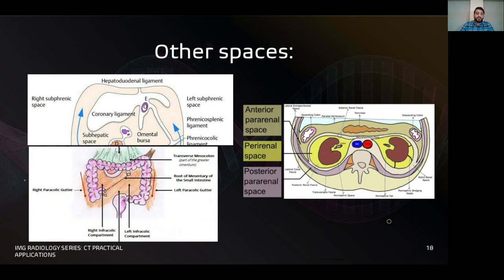And then around the kidney, you've got the perirenal space. So that's important. You've got the anterior pararenal space and the posterior pararenal space. Pararenal is essentially close to the kidneys; peri is surrounding the kidneys. Now, the perirenal space is covered by the perirenal fascia, which can be split into the anterior and posterior. The anterior is close to the pancreas, as we can see here, and the posterior perirenal space mainly contains fat.